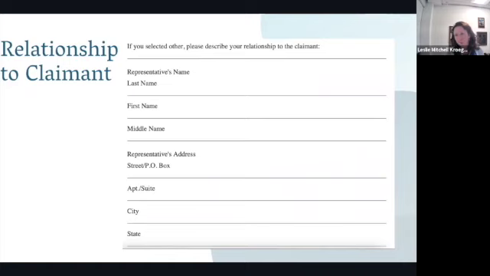So here's where you describe your relationship. You put in your name, your information, so that the claims administrator or the special master or whomever might be looking at this, the judge, if there is a question about your ability to represent the minor or the estate or the individual who's legally incapacitated, you need to put contact information here so that they can contact you with any questions that they have.